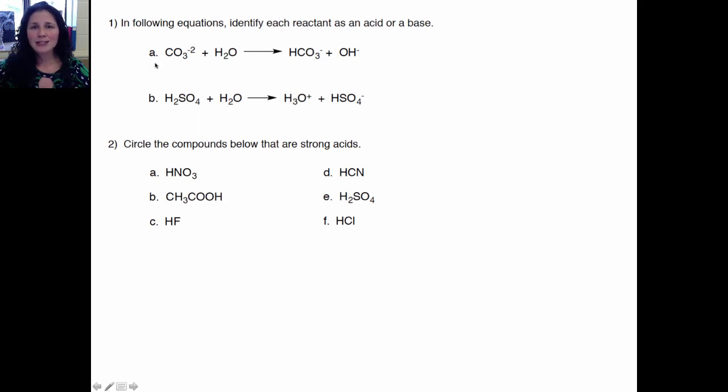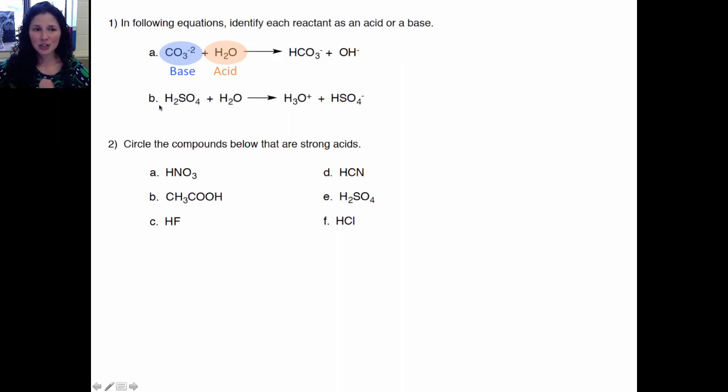The Bronsted-Lowry definition of an acid or a base is dependent on the gain or loss of a hydrogen. Anything that loses a hydrogen is an acid, and anything that gains a hydrogen is a base. In this first reaction, carbonate ion gains a proton, and therefore it is a base. The water loses a proton, and therefore water is an acid.